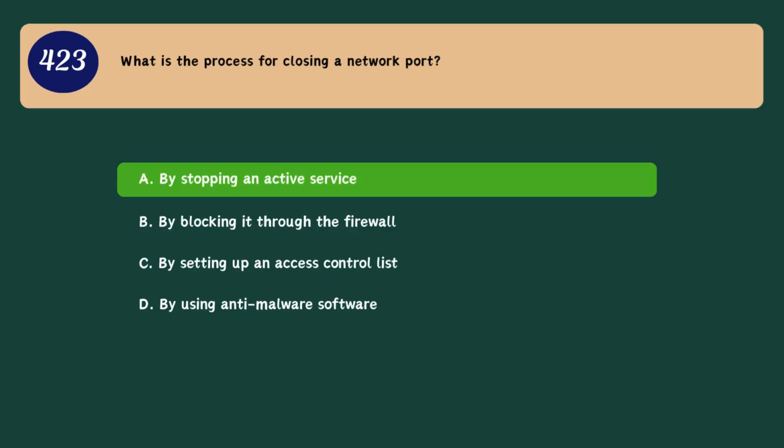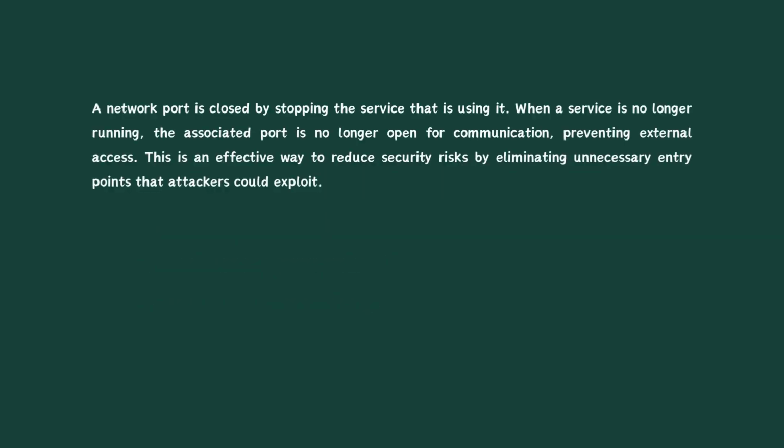Correct answer. A. By stopping an active service. A network port is closed by stopping the service that is using it. When a service is no longer running, the associated port is no longer open for communication, preventing external access. This is an effective way to reduce security risks by eliminating unnecessary entry points that attackers could exploit.